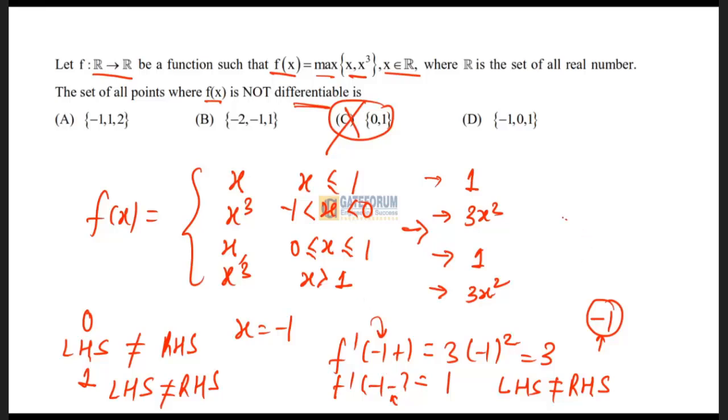Thus at -1, 0 and 1, at these particular points our function is not going to be differentiable. So -1, 0 and 1 is mentioned in option D. So option D is the correct answer for this GATE question. I hope it is clear.